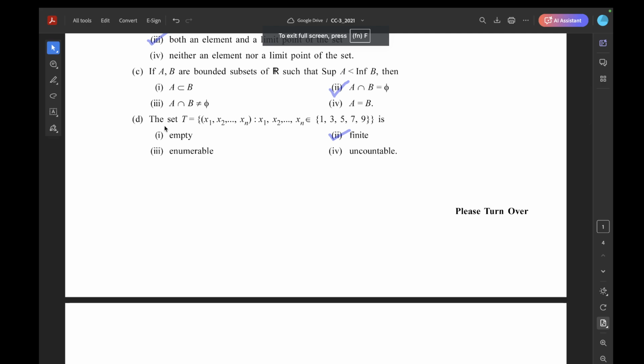Next question D. The set T is the set of n-tuple points (x1, x2, ..., xn) such that x1, x2, ..., xn belong to the set {1, 3, 5, 7, 9}. The correct option is 2, finite.